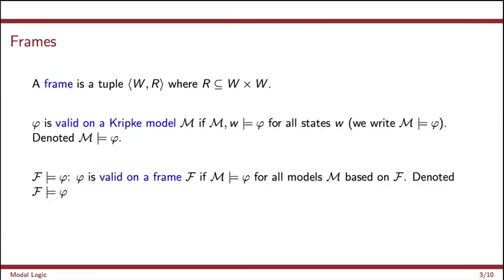But what we're actually interested in is what's called a frame. And a frame is just simply a model without the valuation function. So it's just the skeleton of the model. So a frame is a pair where W is a non-empty set and R is a relation on that set W. So it's simply just a model but without the valuation function. And we say that phi is valid on a Kripke model, or just a model, if phi is true at all states in that model.